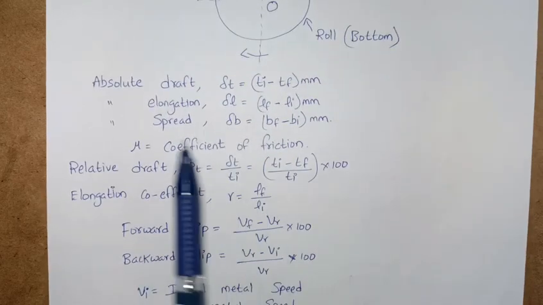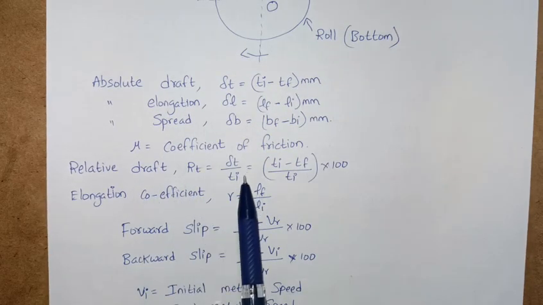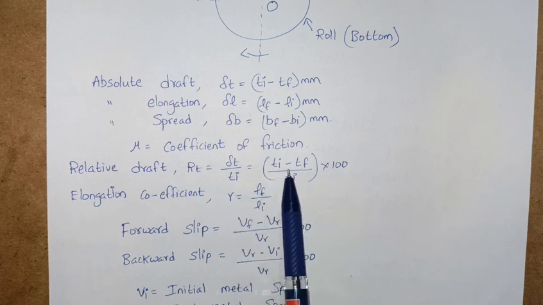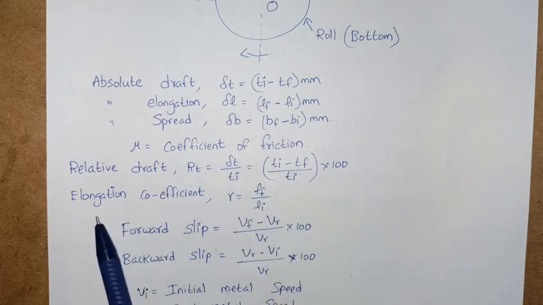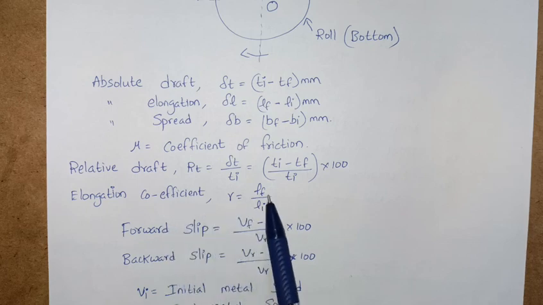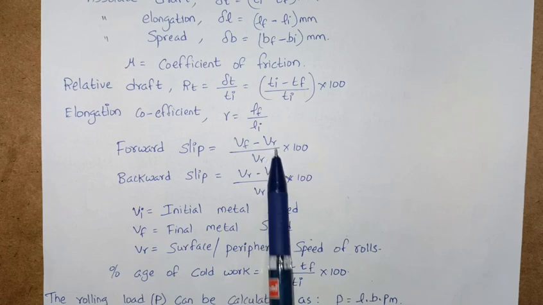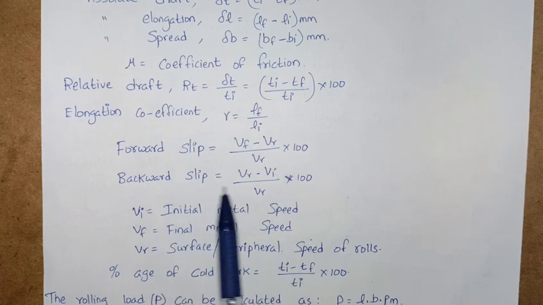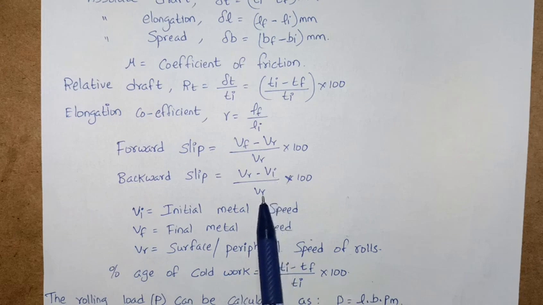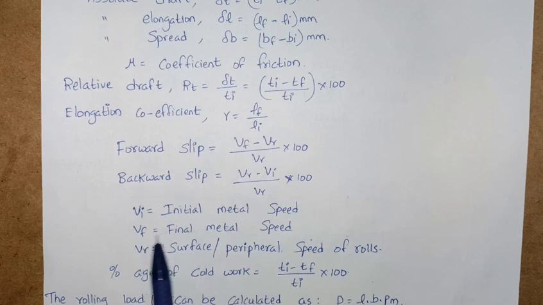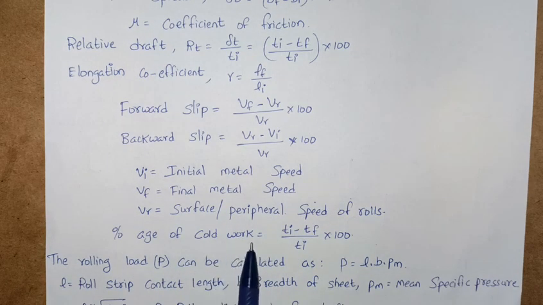First we should know the relative draft, RT, which is delta T by Ti, equal to Ti minus Tf by Ti into 100, and the elongation coefficient gamma is equal to Lf by Li. Forward slip is Vf minus Vr by Vr into 100, and backward slip is Vr minus Vi by Vr into 100, where Vi is the initial metal speed, Vf is the final metal speed, and Vr is the surface or peripheral speed of the rolls. The percentage of cold work is Ti minus Tf by Ti into 100.